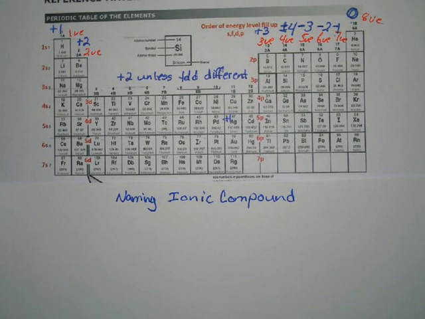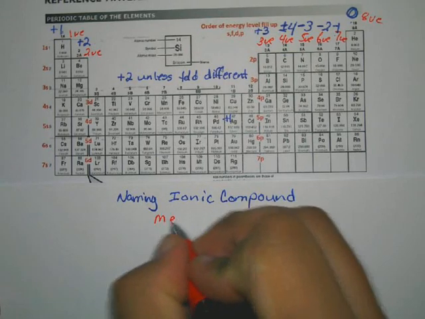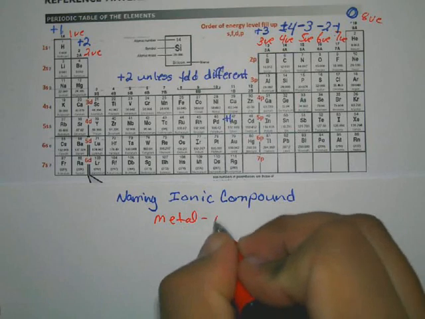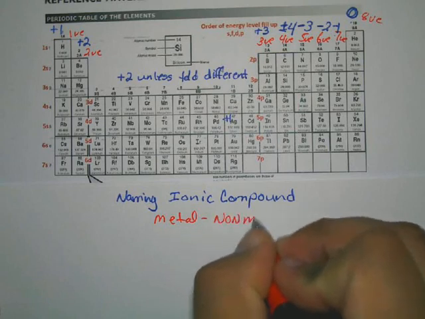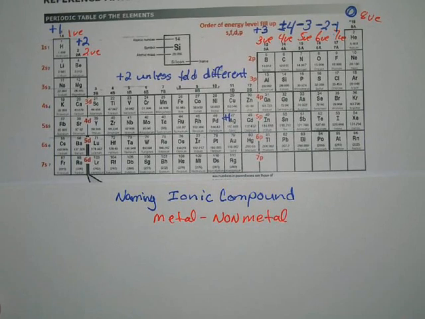So just remember, you assign oxidation numbers and you swap and drop. You swap the numbers and drop them down and push the two elements together, and that's your compound. Okay? Now, I kind of briefly skirted over what an ionic compound is. An ionic compound is when you have a metal that is bonded to a nonmetal.